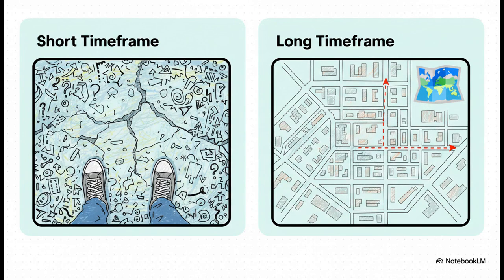This slide really drives the point home. Trying to trade on a short time frame is literally like trying to navigate a brand new city just by staring at your shoes. You'll see every single crack on the sidewalk for sure, but you'll have absolutely no idea where you're going. But if you zoom out to a longer time frame, suddenly it's like someone handed you a map. You can see the main roads, the big picture, and the clear path of where you want to go.